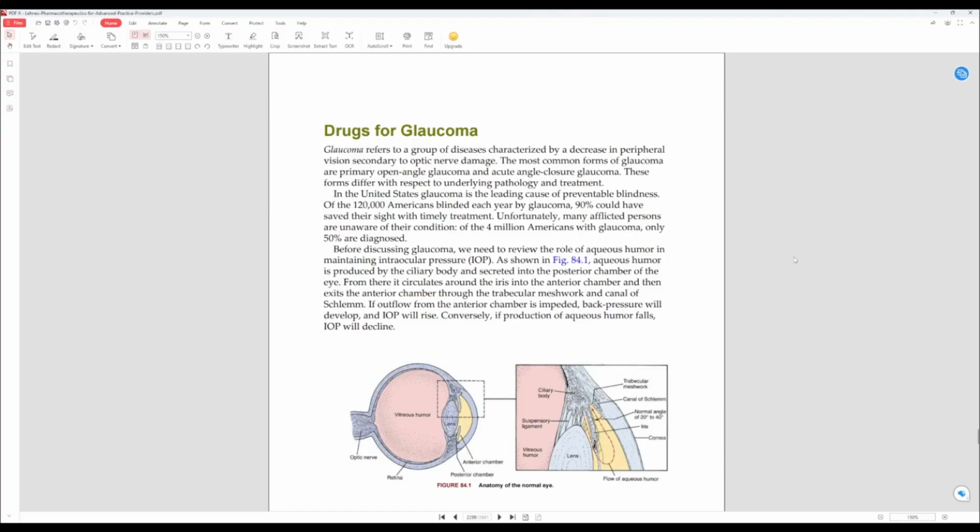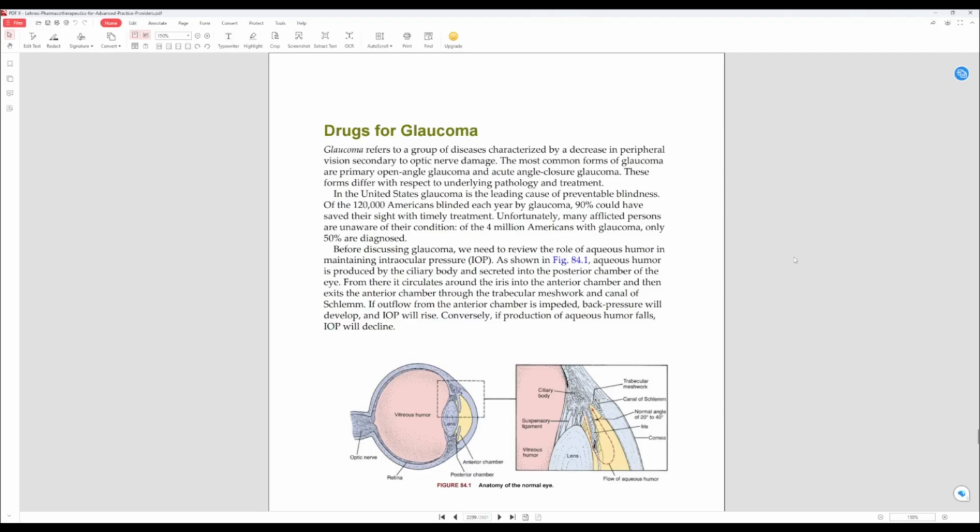Glaucoma refers to a group of diseases characterized by a decrease in peripheral vision secondary to optic nerve damage. The most common forms of glaucoma are primary open-angle glaucoma and acute angle closure glaucoma. These forms differ with respect to the underlying pathology as well as their treatment.